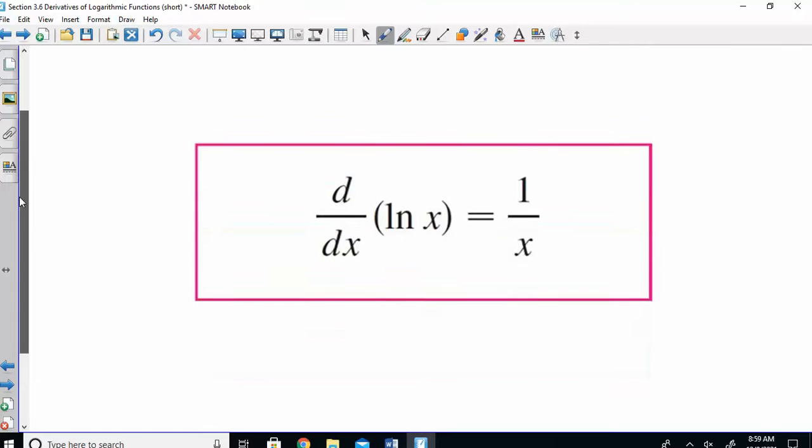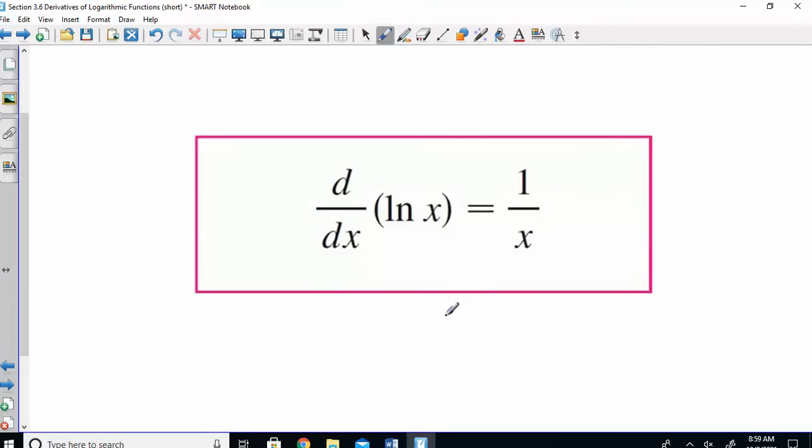So that is what this next slide says. The derivative of a natural log is just 1 over x. That will be what we are doing the majority of the time. If it's a log other than a natural log, so if it's a log base 10 or a log base 3, you'll have to add in the natural log of that base on the denominator.